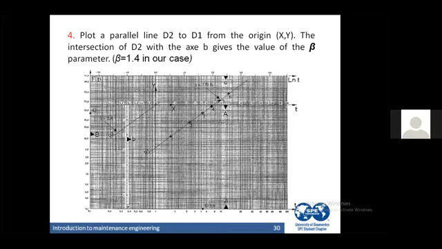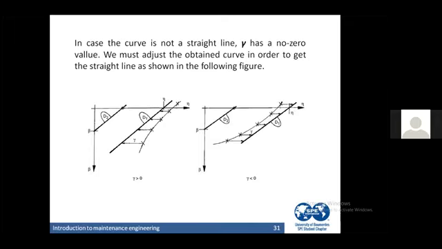Now, in the case we don't have a straight line D1, we need to adjust the obtained curve. However, in this case, we should know that gamma is not equal to 0.